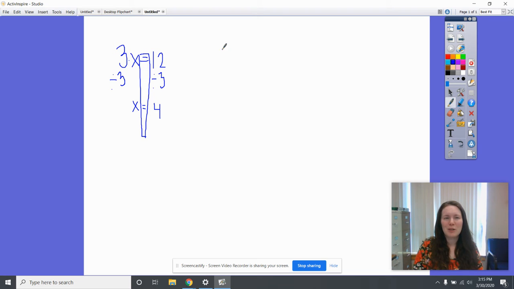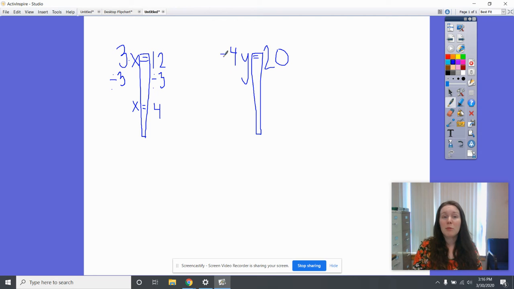Sometimes we have to be a little bit careful. Maybe we have something like this. I always start with my wall. That just reminds me where the equal sign is, helps me keep track, like keep everything lined up in order.